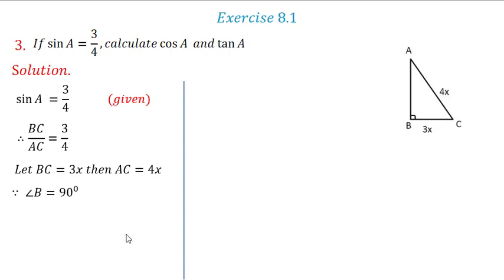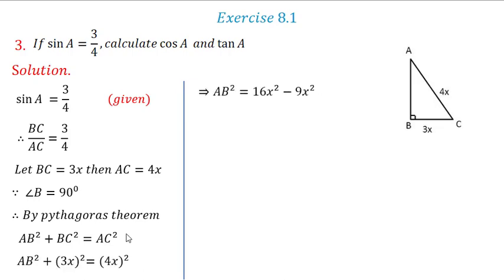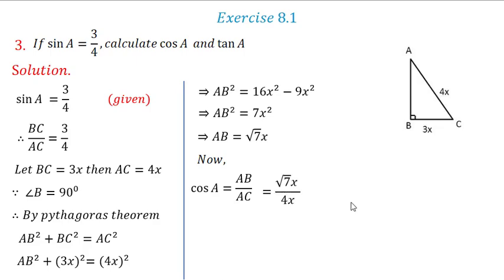Now as angle B is 90 degrees, I will apply the Pythagoras theorem, simplify and get the answer for AB. After simplification I get AB as √7x. Now I have the values of AB, BC and AC, so easily I can calculate cos A. Cos A is AB upon AC, so the value is √7x upon 4x. X cancels and I get cos A as √7/4.